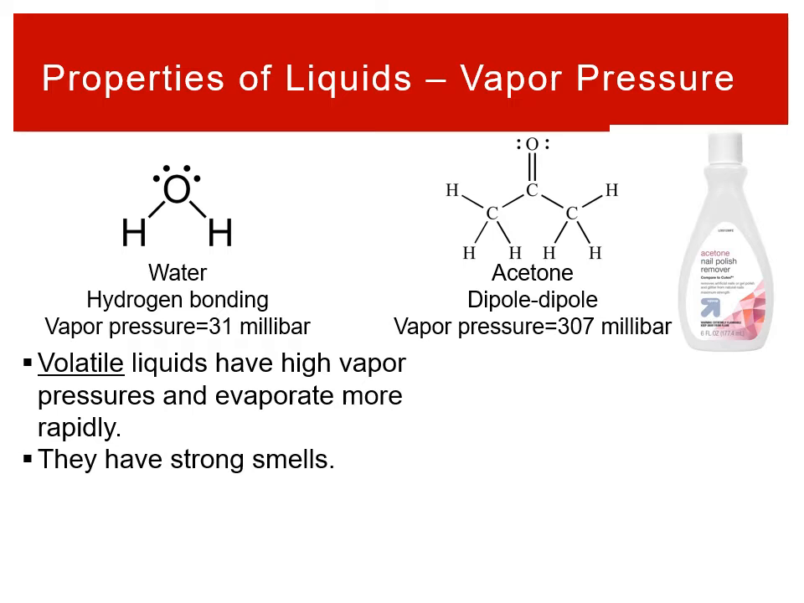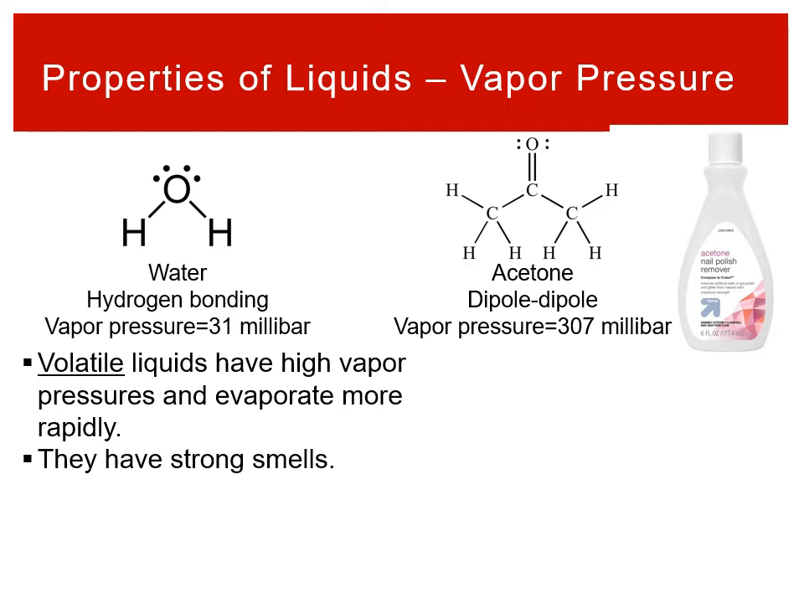And what this idea of vapor pressure leads to is the idea of volatility. Volatile liquids have really high vapor pressures. What that means is that it's really easy for molecules to escape into the vapor phase and they evaporate more quickly. That's what volatile means. Acetone is nail polish remover. It's a pretty volatile liquid, and what that means is that it has a really strong smell.